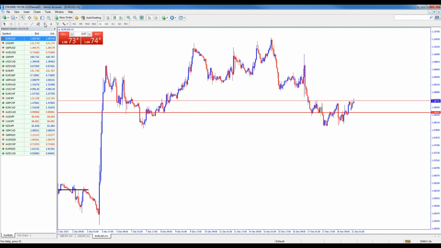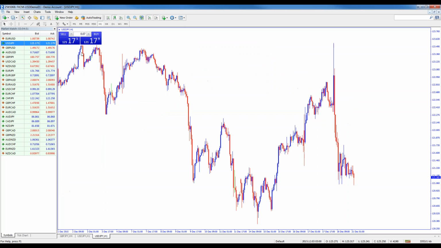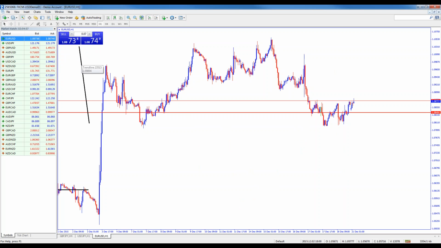Sub-pip. So let me take my little pen here and let's see. All right, 1.08736. So let's just say on the standard lot, which is the highest lot you can use, you're leveraging $100,000. The standard lot is the highest lot you can use, and that would be the pip. The fourth digit over is the pip.